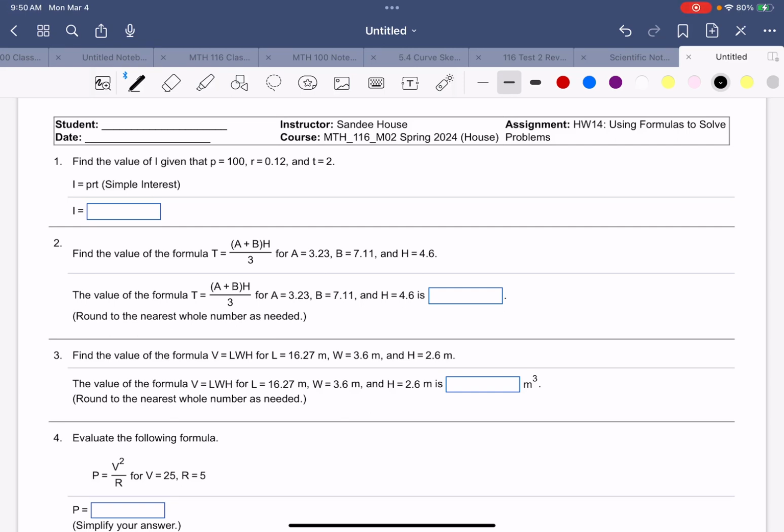Let's use formulas to solve problems. When you have a formula, you will be given most of the information, but something will be missing, and so you'll be asked to find the missing value. All we're going to do is, number one, we're going to substitute. We'll substitute everything we know. And the second thing is we're going to simplify or solve.